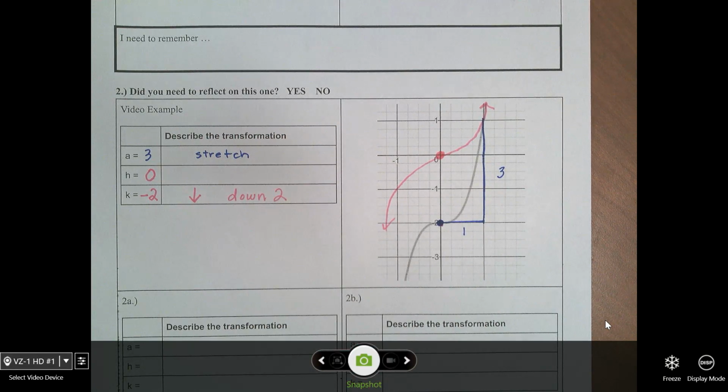So now we've described A, H, and K from a graph. Now it's your turn.